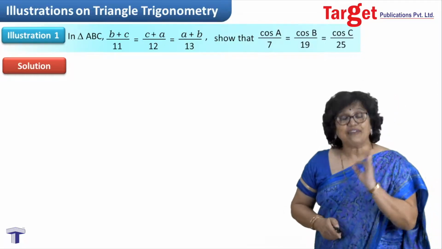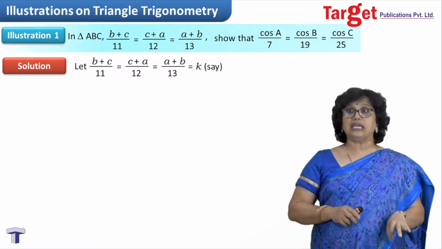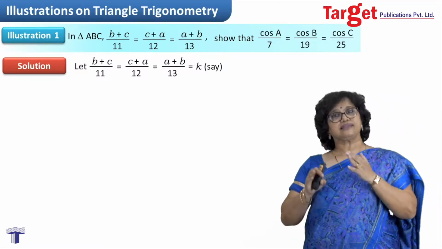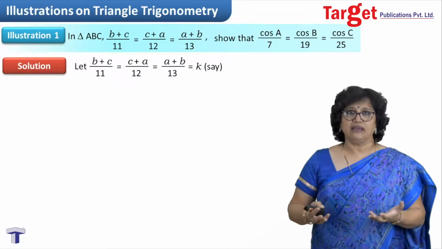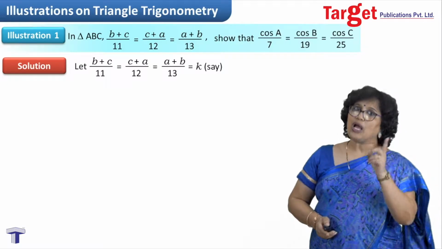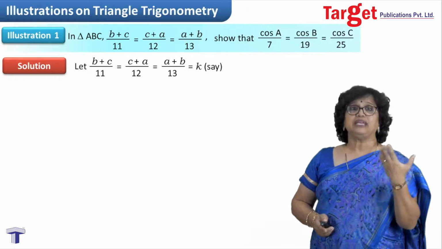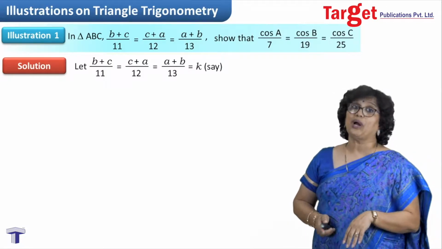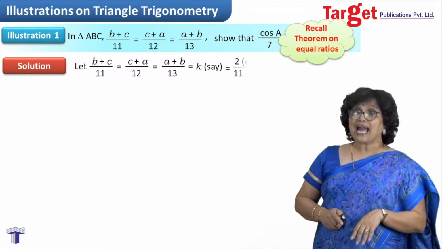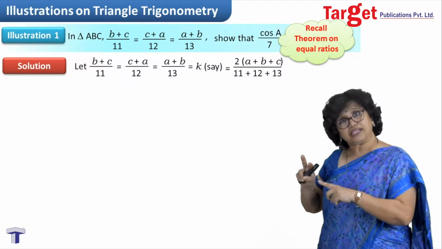Now, with this given information that (b+c)/11 = (c+a)/12 = (a+b)/13, what comes to my mind? That three quantities are equal, so they must be equal to something. That something I am writing here as k. Now, recall what you have done in your previous classes, in 9th, 10th standard, where you had done proportion. So the theorem on equal ratios tells me that I can equate it to (b+c)+(c+a)+(a+b).